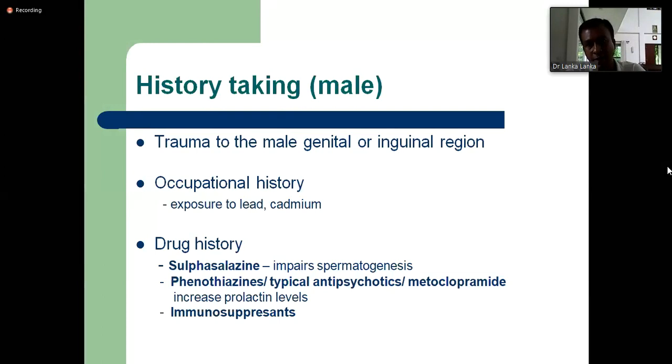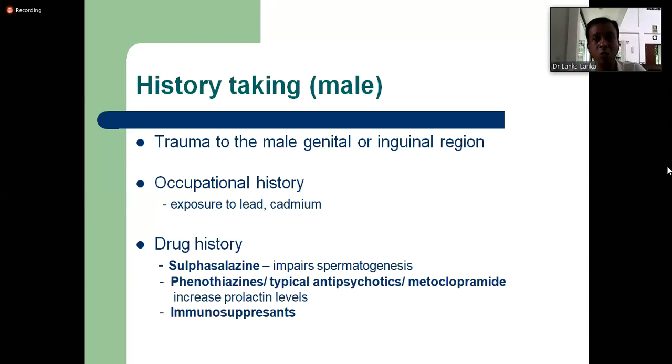Then occupational history, as I said. Most of the time at the moment, even though there are no other obvious physiological factors, environmental factors are a lot more responsible for male factor subfertility. So what kind of job, occupational history, whether they are exposed to different toxic agents, heat, and things like that, are very important to ask.